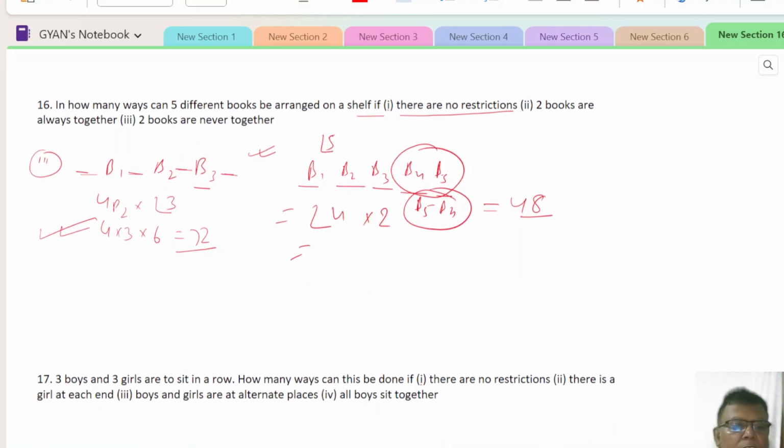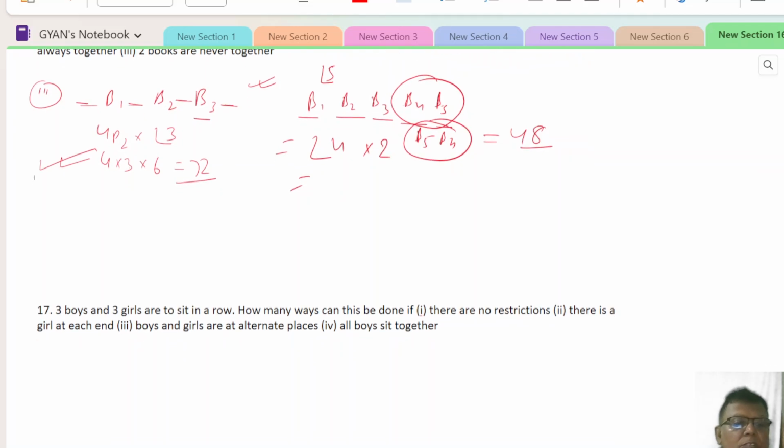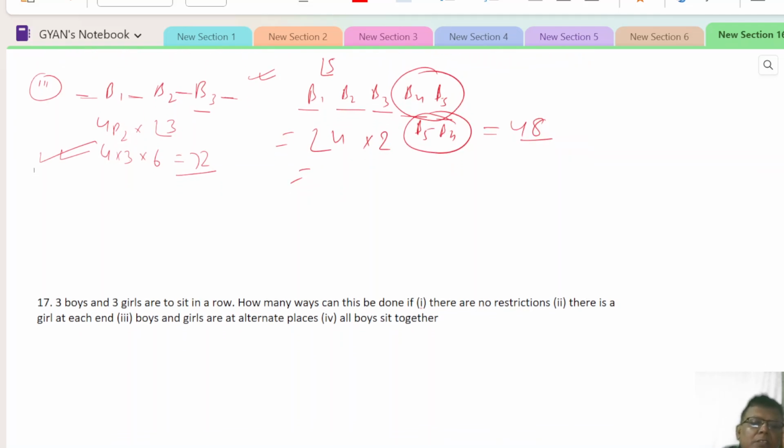Now come to question number 17. I think this is the last. So three boys and three girls are seated in a row. How many ways can this be done? There is no restriction. So no restriction is factorial 6. There is a girl at each end. So the girl position is fixed. So four will remain.